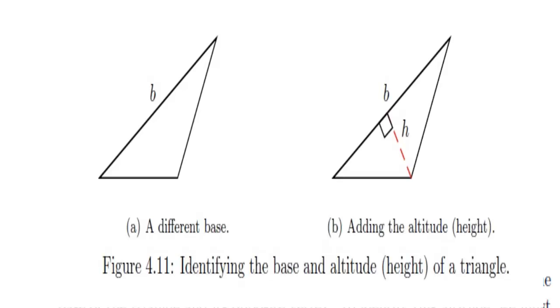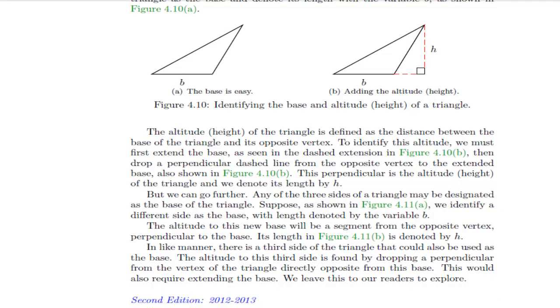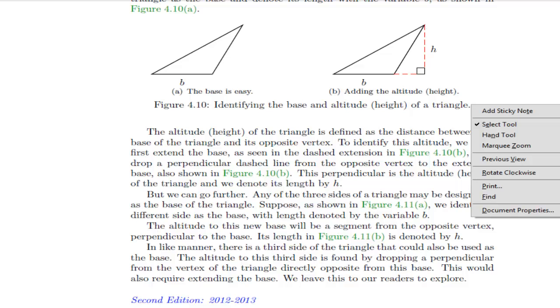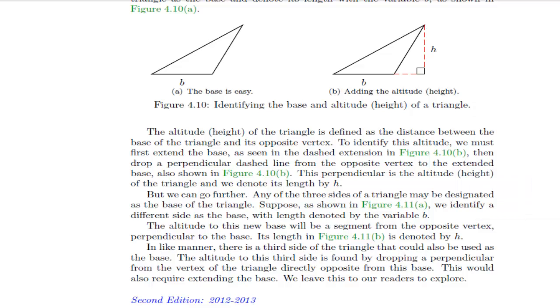In like manner, there is a third side of the triangle that could also be used as the base. The altitude to this third side is found by dropping a perpendicular from the vertex of the triangle directly opposite from this base. This would also require extending the base. We leave this to our readers to explore.